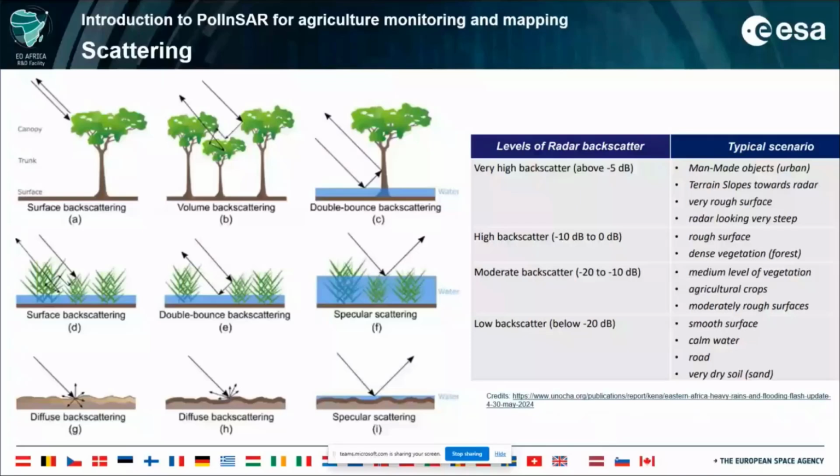So there are three main types of scattering, as you can see from this image on the left side. So we have the surface scattering that happens on flat surfaces like bare soil, double bounce scattering that occurs when the energy reflects between a flat surface and a vertical structure like a tree trunk or building, and volume scattering that involves multiple bounces within a 3D structure, like for example tree canopies.